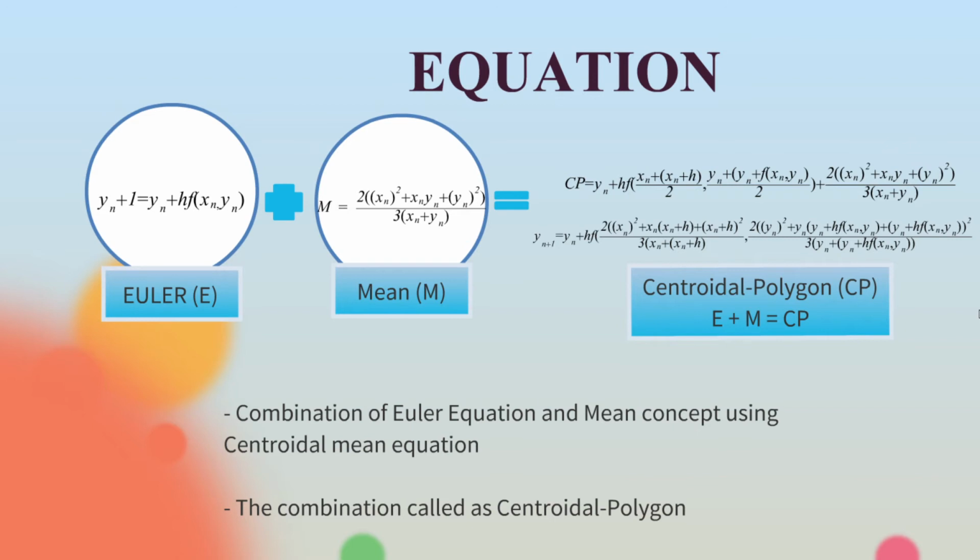Using the midpoint method, I apply it in my new scheme as a combination of the Euler method and the mean concept. I have a three-step combination, which are the equation of the Euler method and the mean, using the centroidal mean equation. The general formula for the centroidal mean is (a squared plus ab plus b squared) times 2, divided by 3 times (a plus b). The centroidal scheme will be formed by changing the function in Euler to the new scheme that we propose, and the combination is called the centroidal polygon.